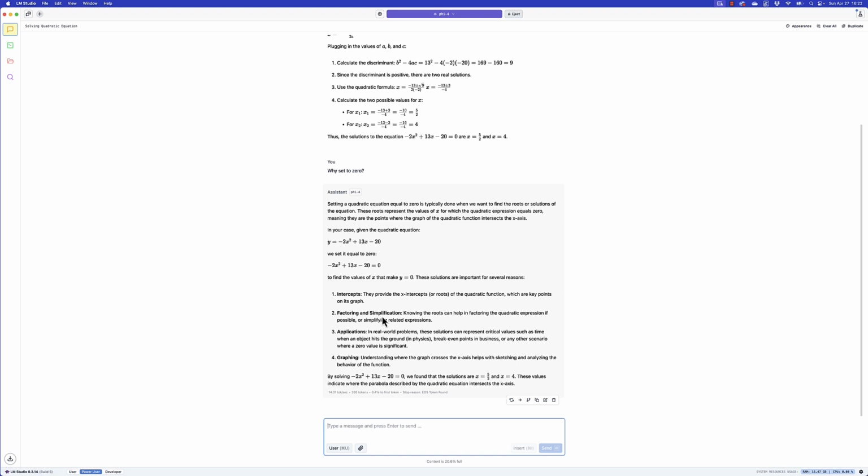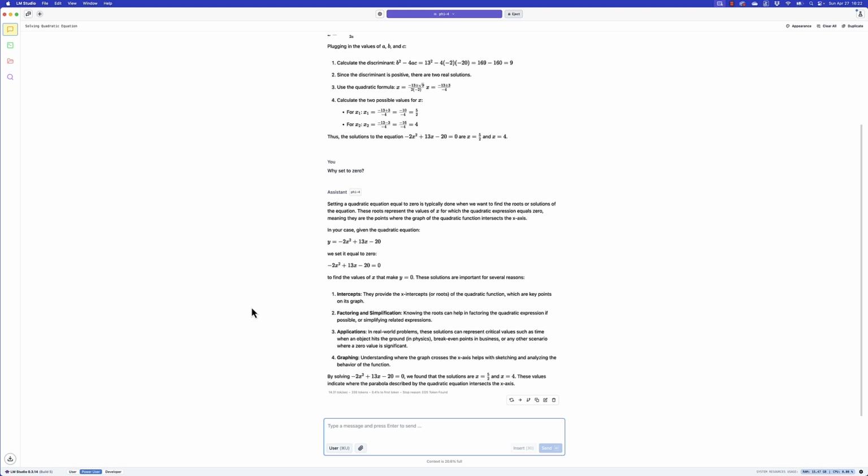factoring and simplification. We can use them for factoring the quadratic. Application in real-world problems. These solutions can represent critical values such as the time when an object hits the ground, or so forth. Graphing, understanding the graph of the equation.